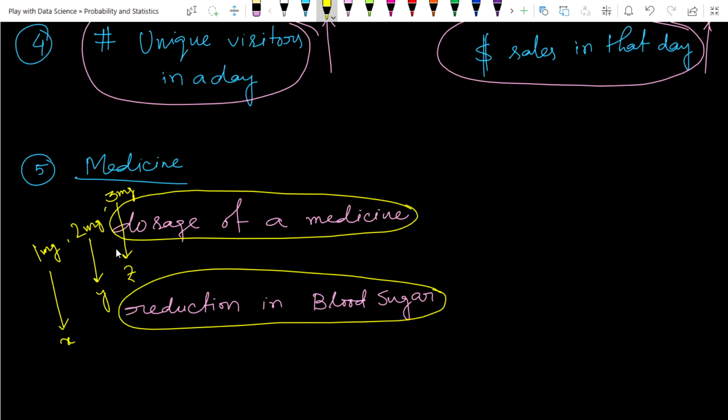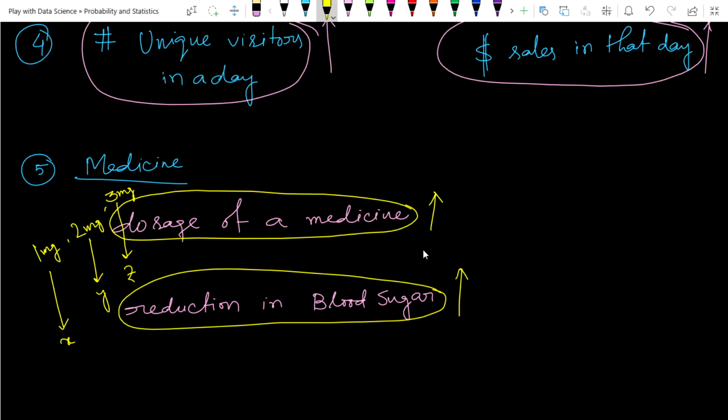On the basis of that data, they can easily find the correlation between them, and according to this correlation they will develop their medicines. If it gives some advantage over the previous medicine, then their sales will increase in that particular field. I think you got the idea: if the doses increase, then the reduction of blood sugar increases.